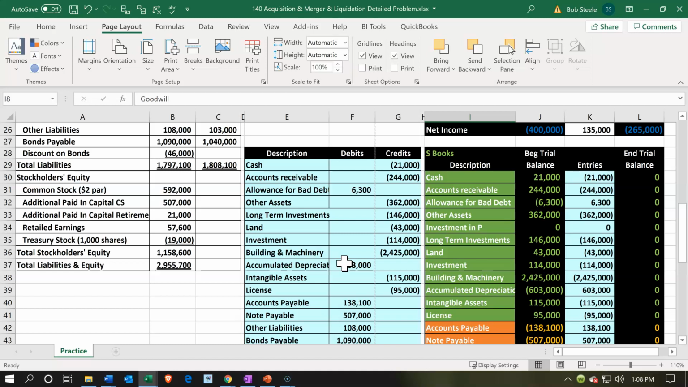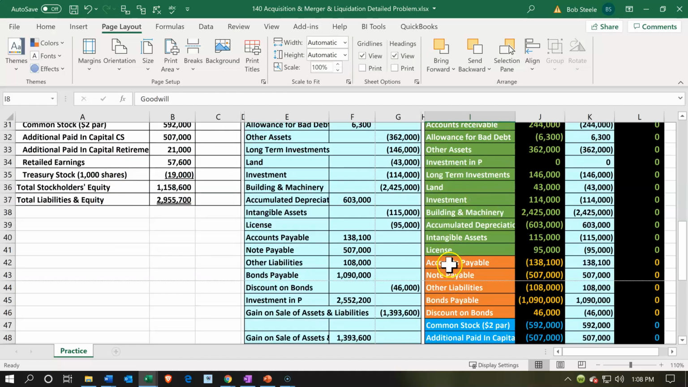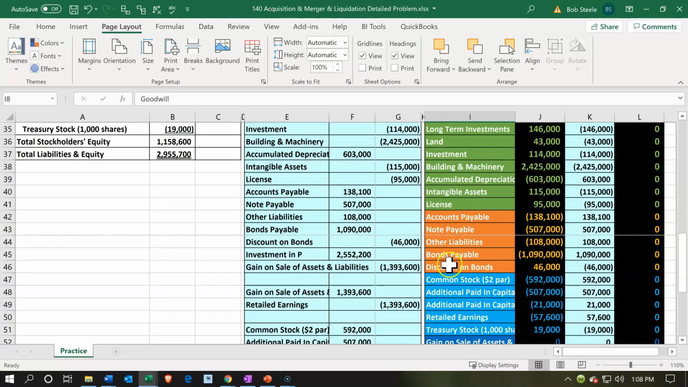So this is what we have on the book side of things, and it's fairly straightforward when you look at the overarching account totals for it. Okay, so that's it for now. Let's get out of here.